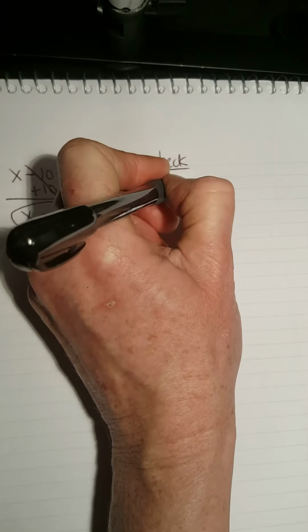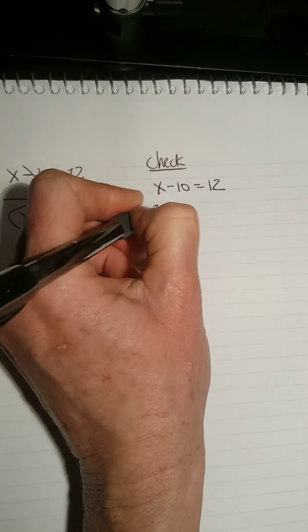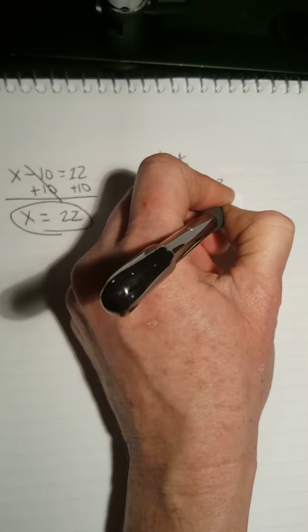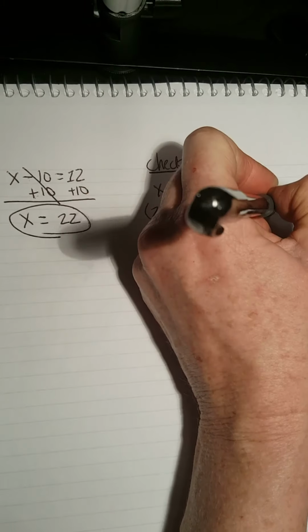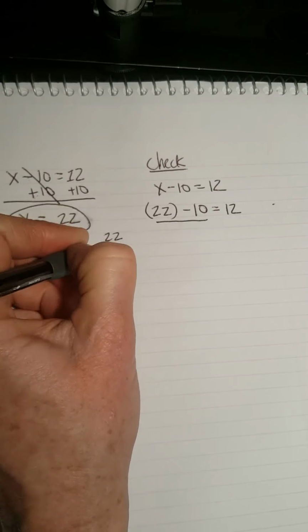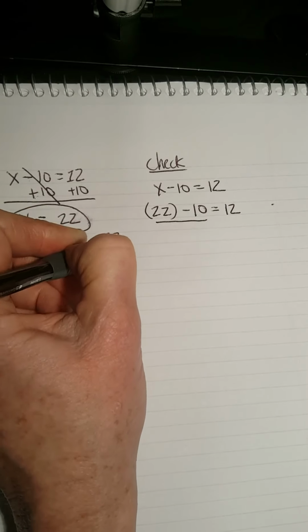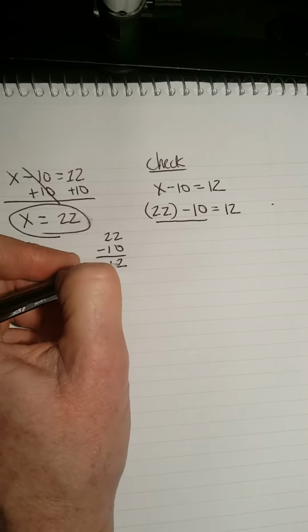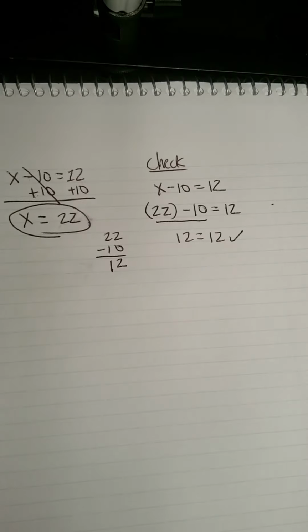For my check, I write the original problem. I'm going to substitute 22 in place of x. I'm going to do this operation in my head, or I can do it off to the side. I should do it off to the side where you can see it. I'll do it right here. 2 minus 0 is 2. 2 minus 1 is 1. So I have 12. So 12 is equal to 12, which checks. That is true.